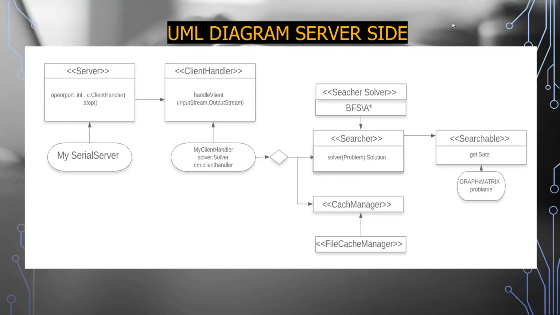We have two interfaces, Searcher and Searchable, using the bridge design pattern. The Searcher is responsible for implementing the search algorithm in general, and the Searchable is responsible for adapting the solution to the search problem, like a matrix search that we have in this project.